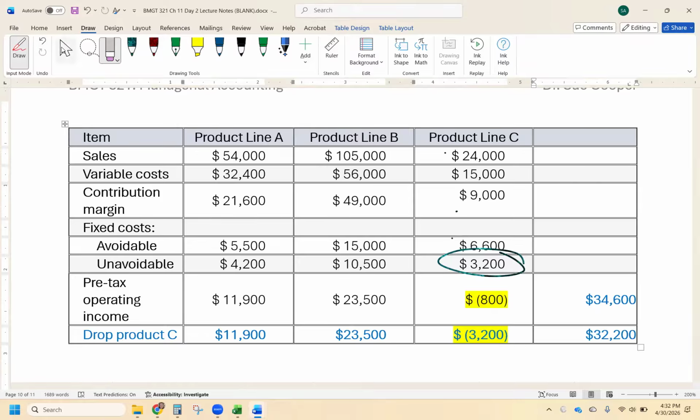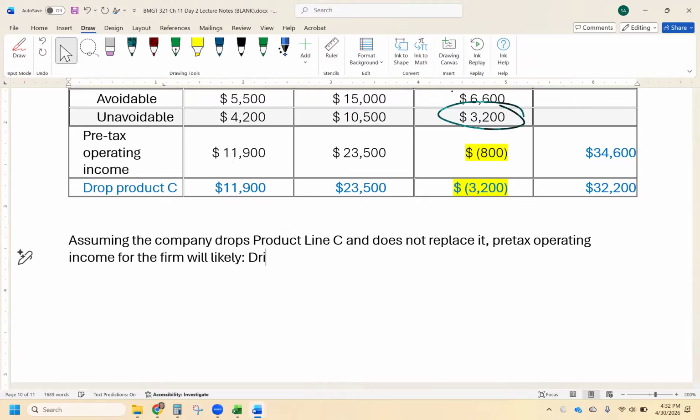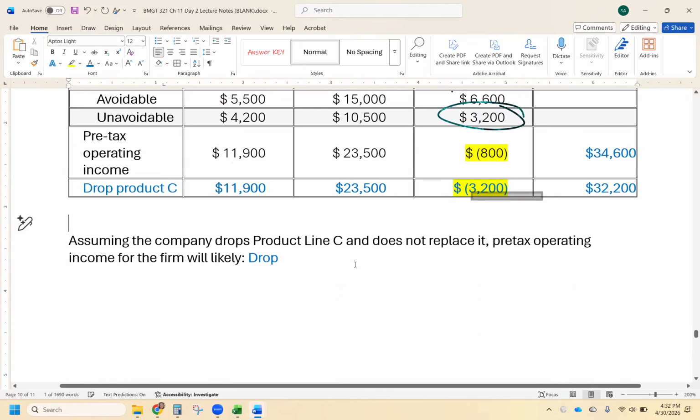Okay, so let's go down one more. Oh, the answer here, it will likely drop. Drop. Okay.